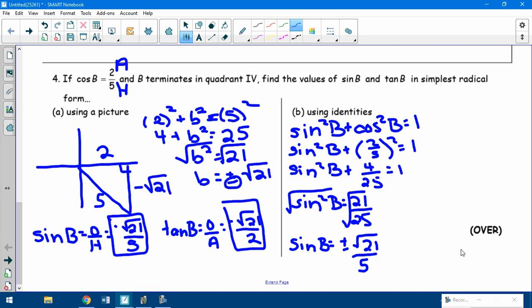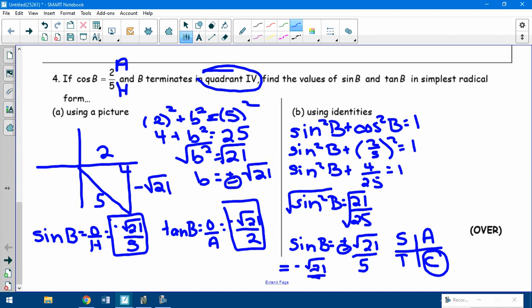Now again, the downside with this method is that you have to use all students try cheating to figure out if your answer is positive or negative. And that's why they tell you that you're in quadrant 4. So if I'm in quadrant 4, is sine positive or negative? Sine's only positive in 1 and 2, so it's got to be negative. So the answer is negative radical 21 over 5, which should match what we got before, and it does.